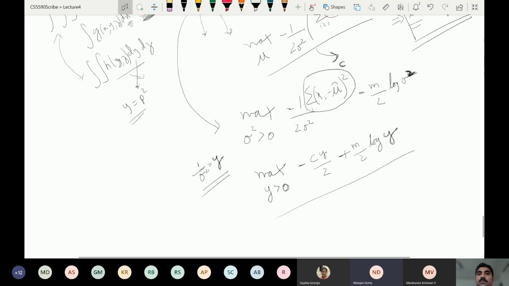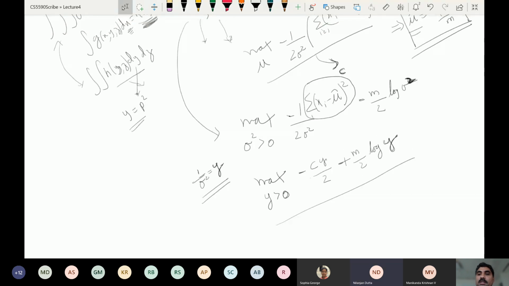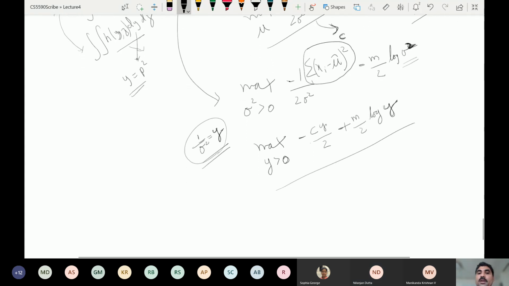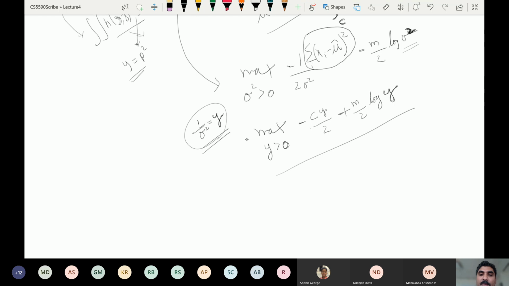Why the plus sign, sir? Because I have to get log 1 by sigma square, no? Oh, okay. Now what is the problem? The problem is, instead of max, I can do min, and this will be plus and this will become minus.